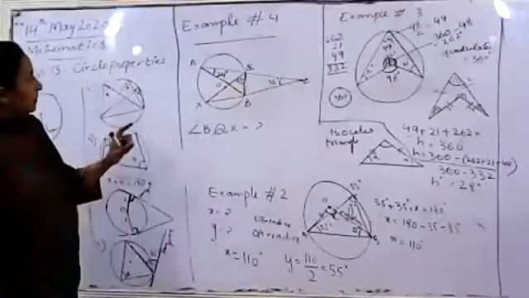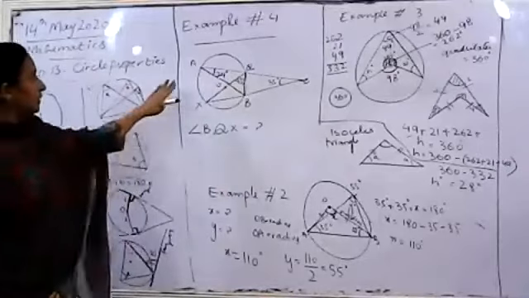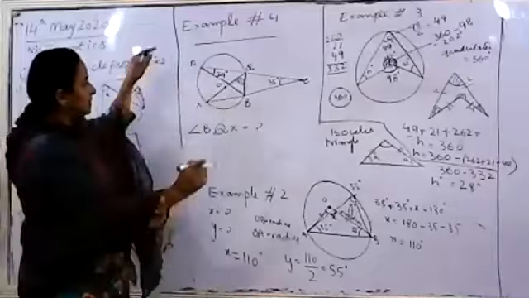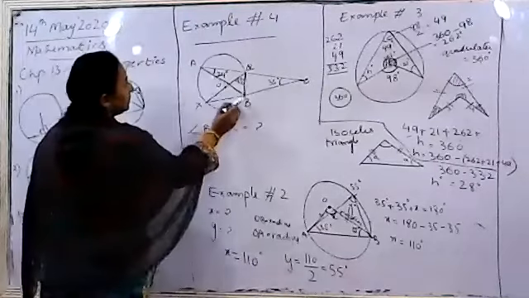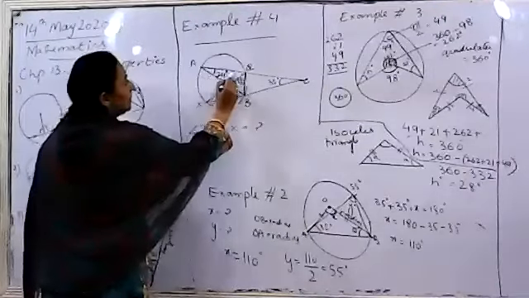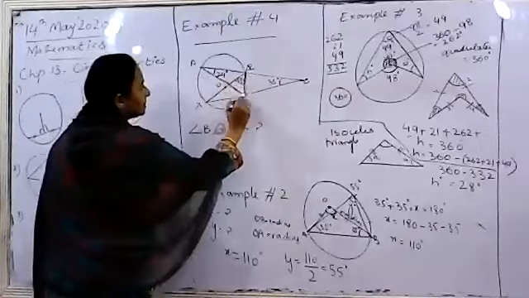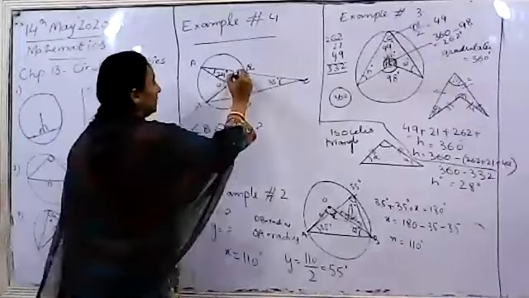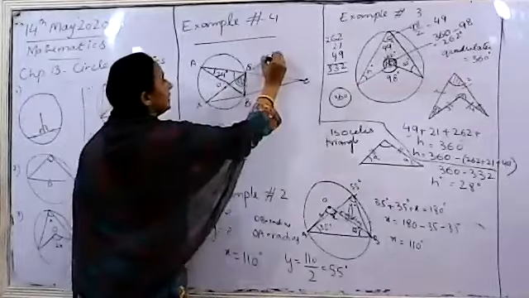The first property which I'm very much clear about is that whenever I have a diameter, and if I extend the diameter to the circumference, the angle is always 90 degree. This angle is always known as 90 degree.